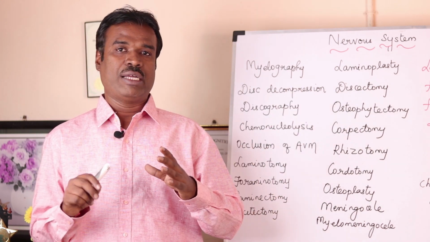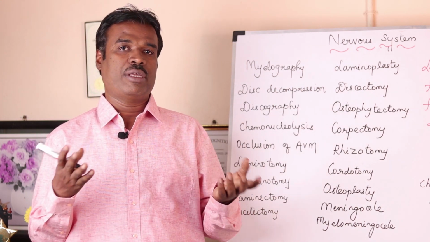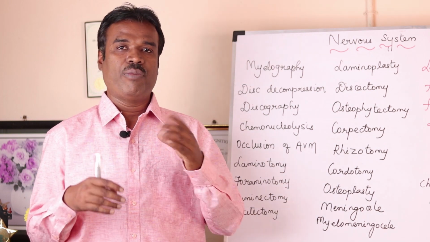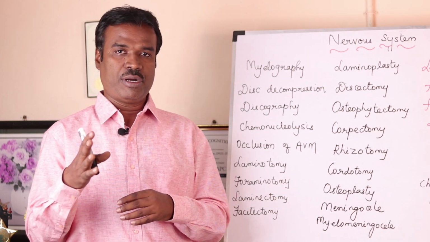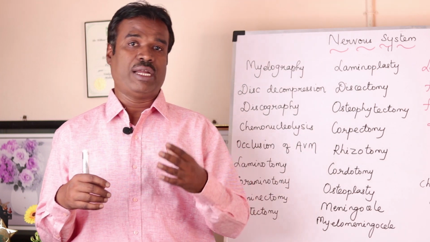Osteophyte. What is an osteophyte? It is an excessive bony growth, or, in the terms of bone spurs. When the physician is going to remove such bone spurs, we term that as an osteophytectomy.